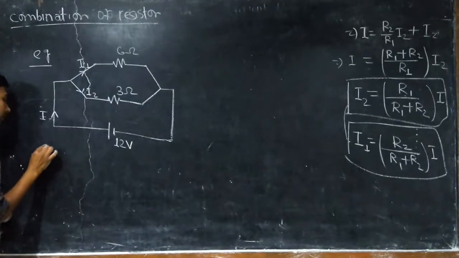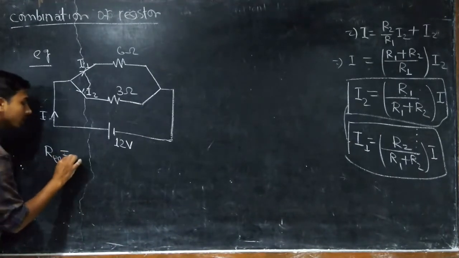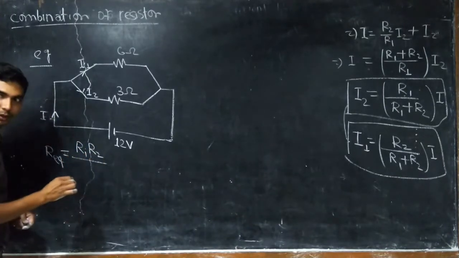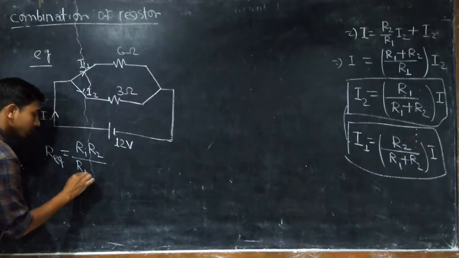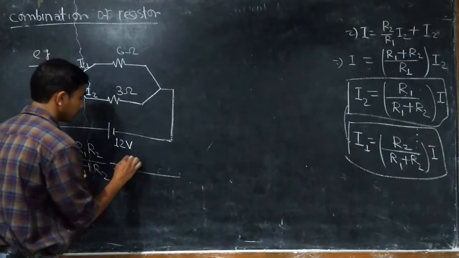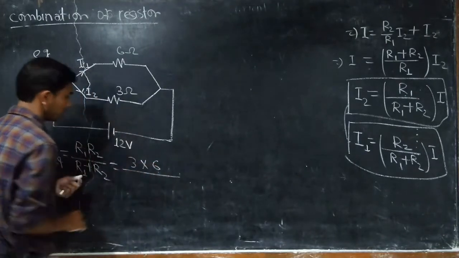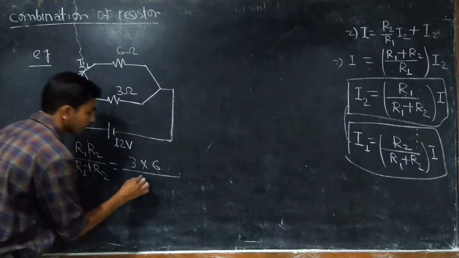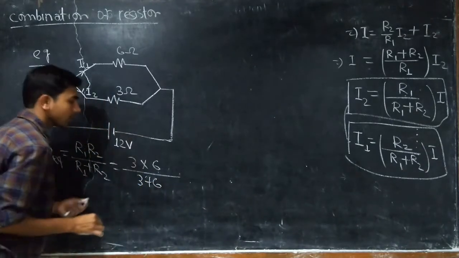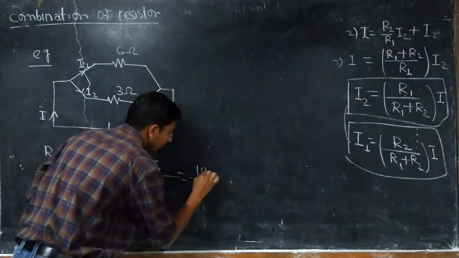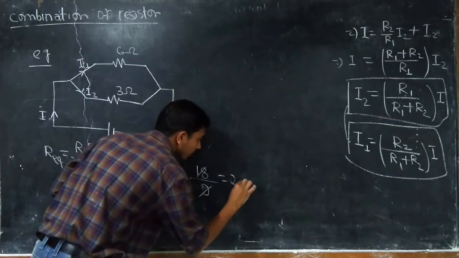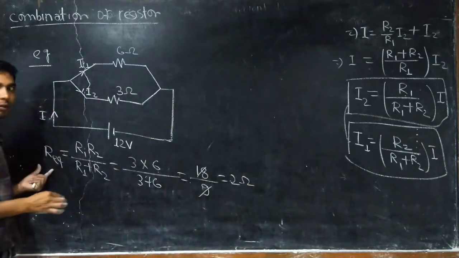So here two resistors are connected, right? So the formula for R equivalent will be R1 into R2 by R1 plus R2. Your R1 and R2 are 3 and 6, so 3 into 6, and 3 plus 6. So this comes to 18 by 9, so 2 ohm. So the answer will come 2 ohm, right? You calculated R equivalent.